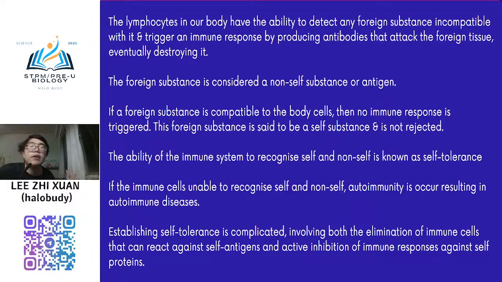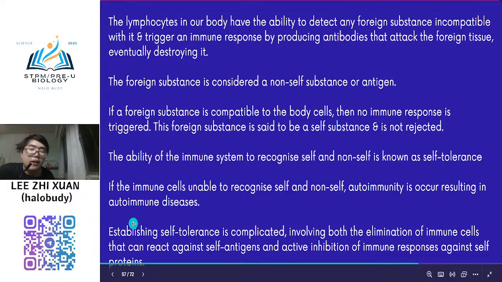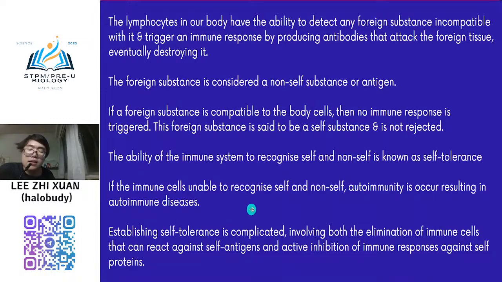Okay. So establishing self-tolerance is very complicated. Actually, it is a complicated system. You don't need to know the details. You just want to know that it involves both the elimination of immune cells that can react to self-antigen and active inhibition of immune response against self-protein.